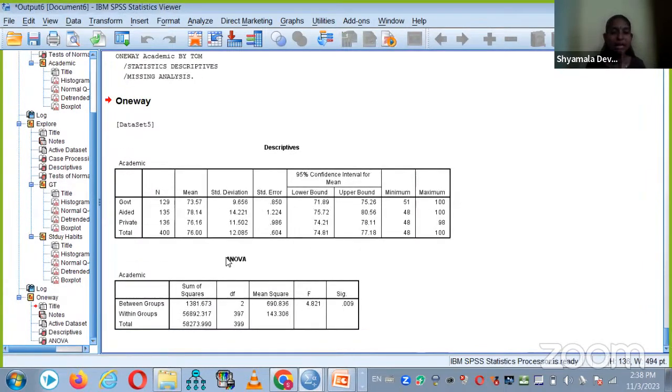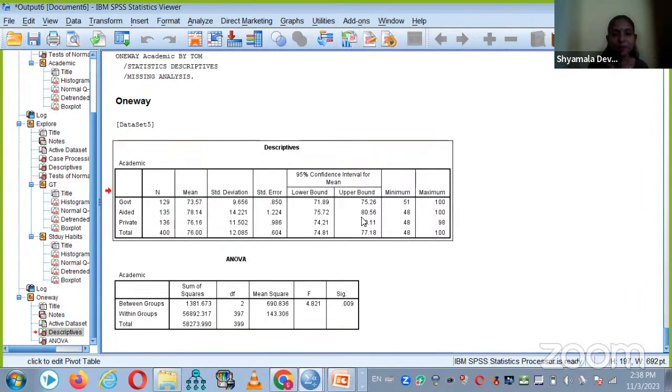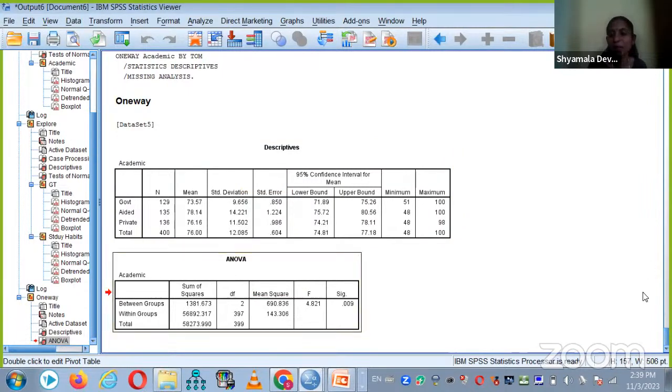So now these are the table values for the F test. We have checked the descriptive and hence we are getting this table. If not, you will not get this table. Unless you check the descriptive, you will not get it. Here we get the number of government, aided and private school students, their mean value as well as their standard deviation value. This table is very important, and with this table only we are going to interpret the results.